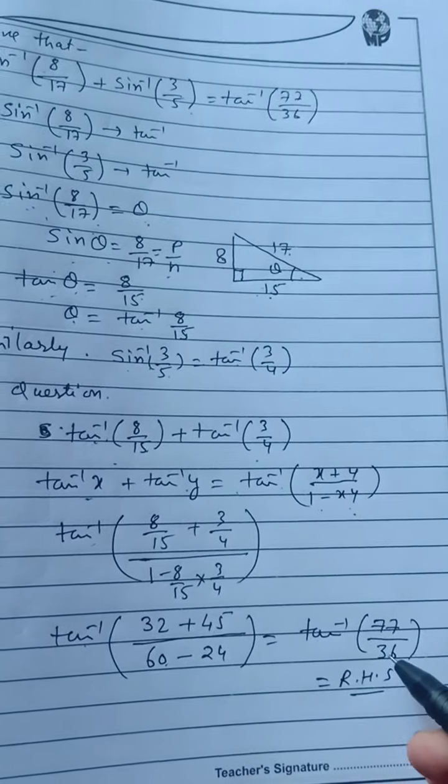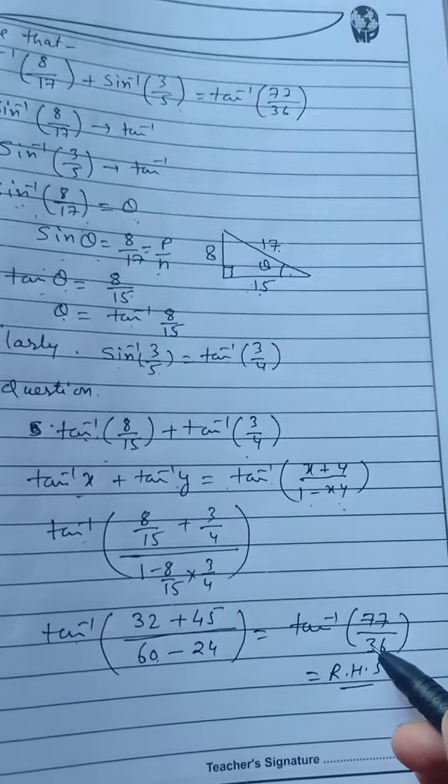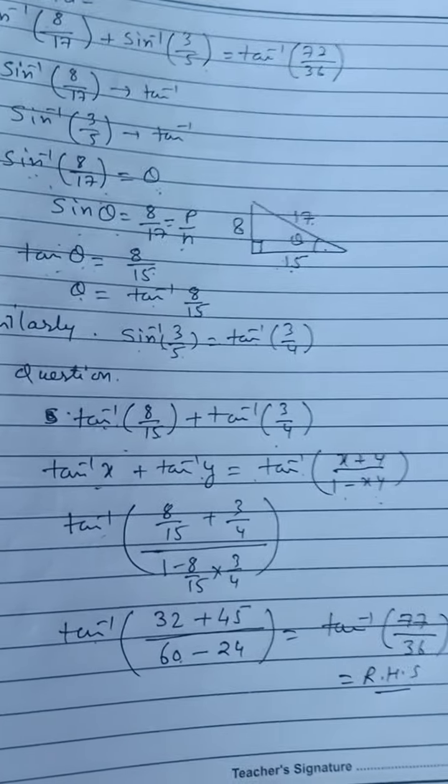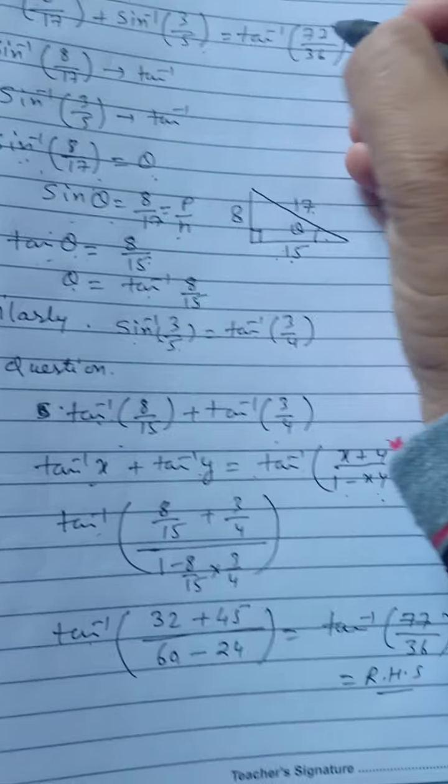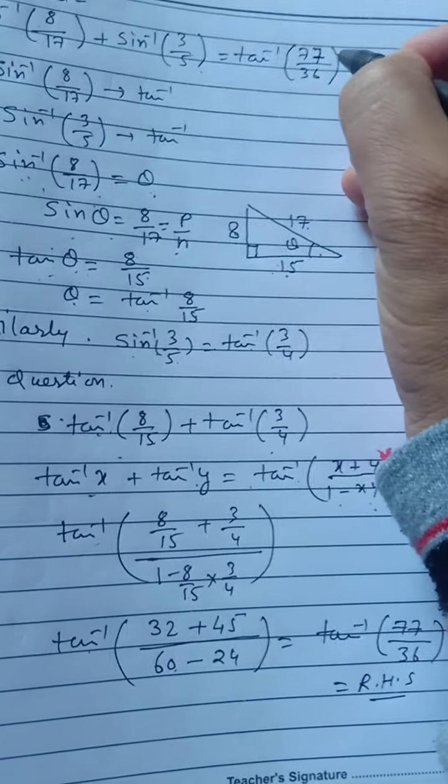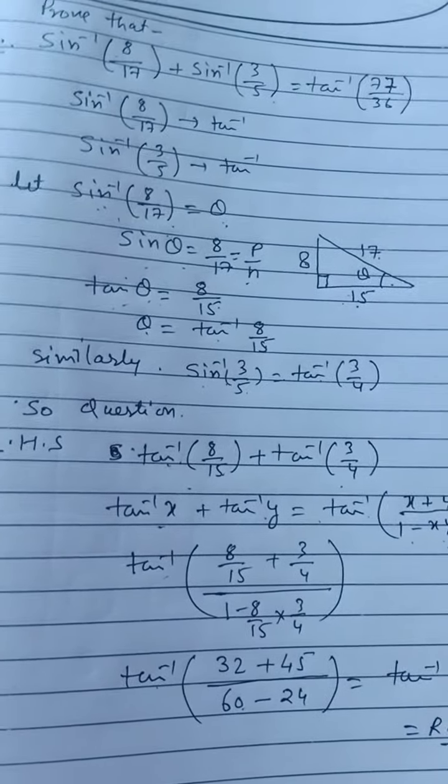which is tan inverse 77 upon 36, and that is our right hand side.